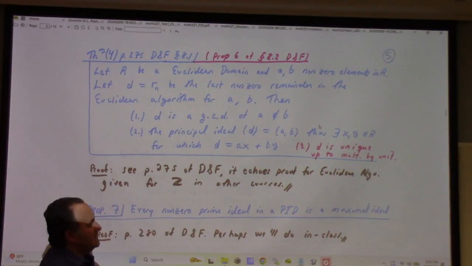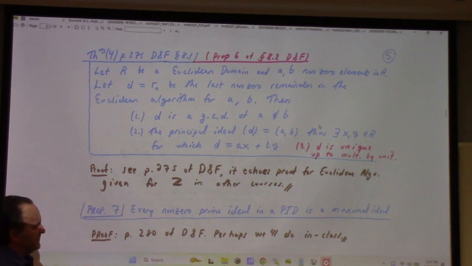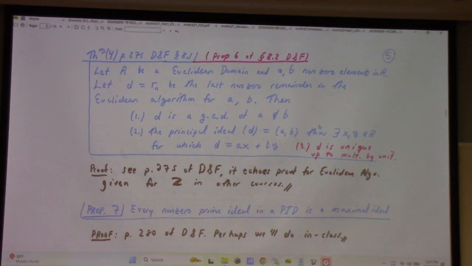Number 3, D is unique up to multiplication by a unit though. At most, the different choices of GCD correspond to what makes associates in the ring. So that's why I said plus or minus in integers, because the only units in the integer ring are plus or minus 1. Now the proof is on page 275 of Dummit and Foote, and I don't really think it's worth our time, because it really is just the proof of the regular Euclidean algorithm put into place here.